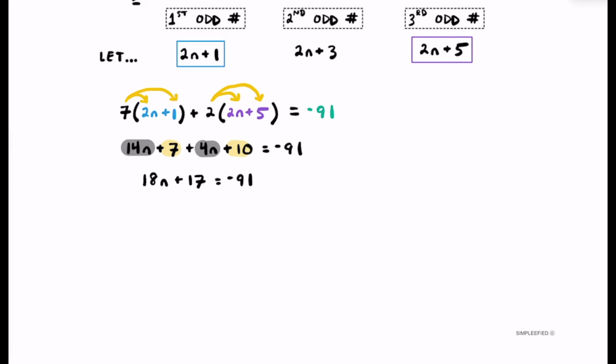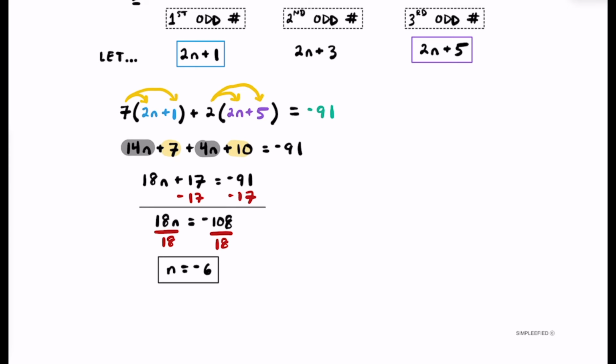So on both sides of the equation, let's go ahead and subtract 17 on both sides. When we do that, those 17s are going to cancel out on the left side and make 0. On the right side, we're going to get negative 108. And then finally, we're going to go ahead and divide both sides by 18 here. Dividing both sides by 18, we're going to find out that n is equal to negative 6.